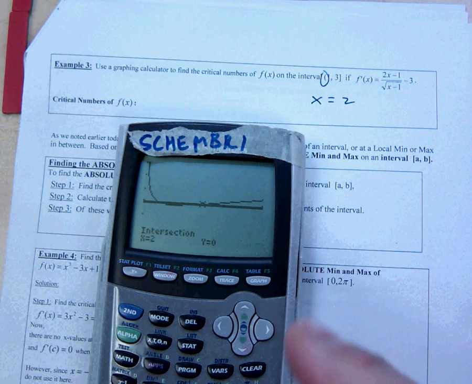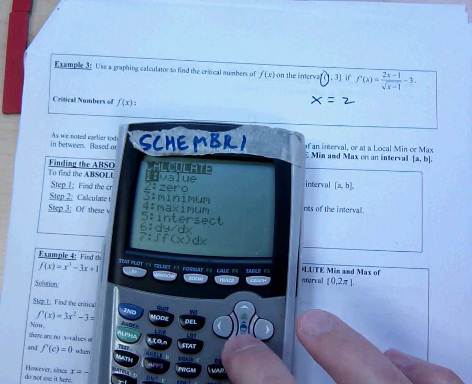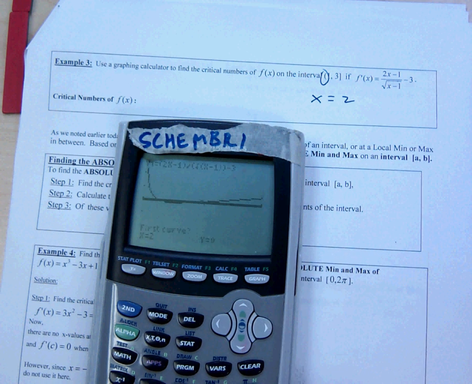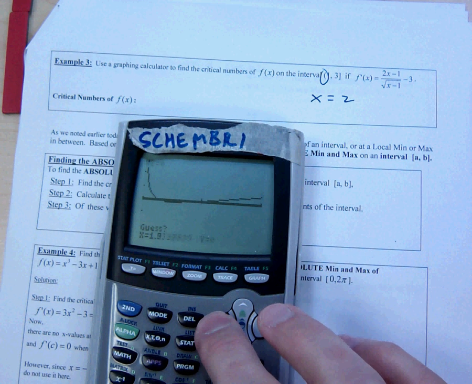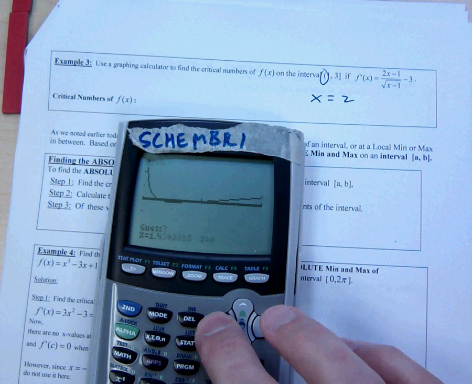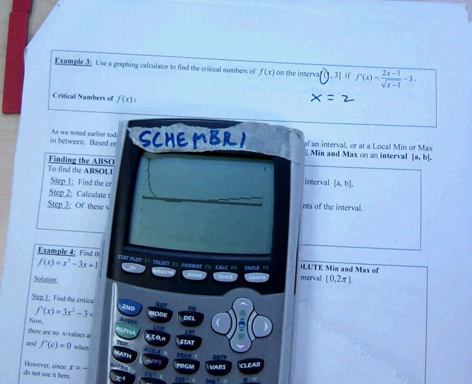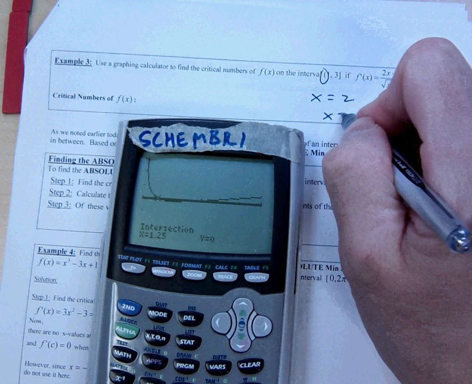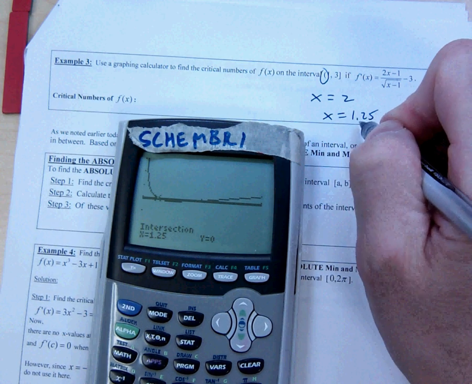Okay, and then second trace intersect. Enter, enter. This time I'm going to move over to the other one. And I get x equals what? 1.25. Okay.